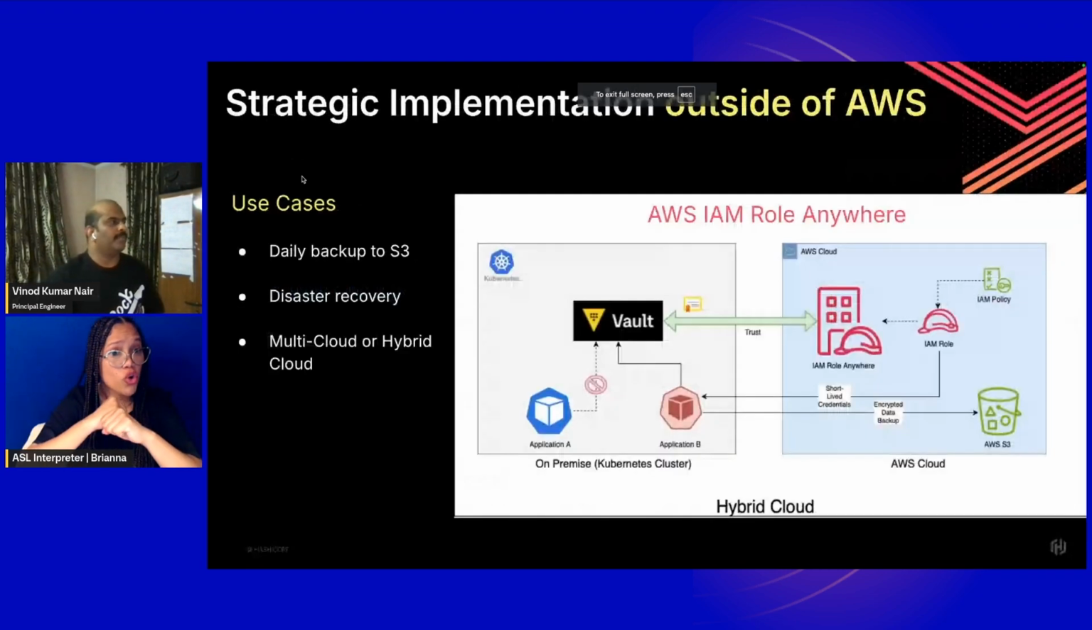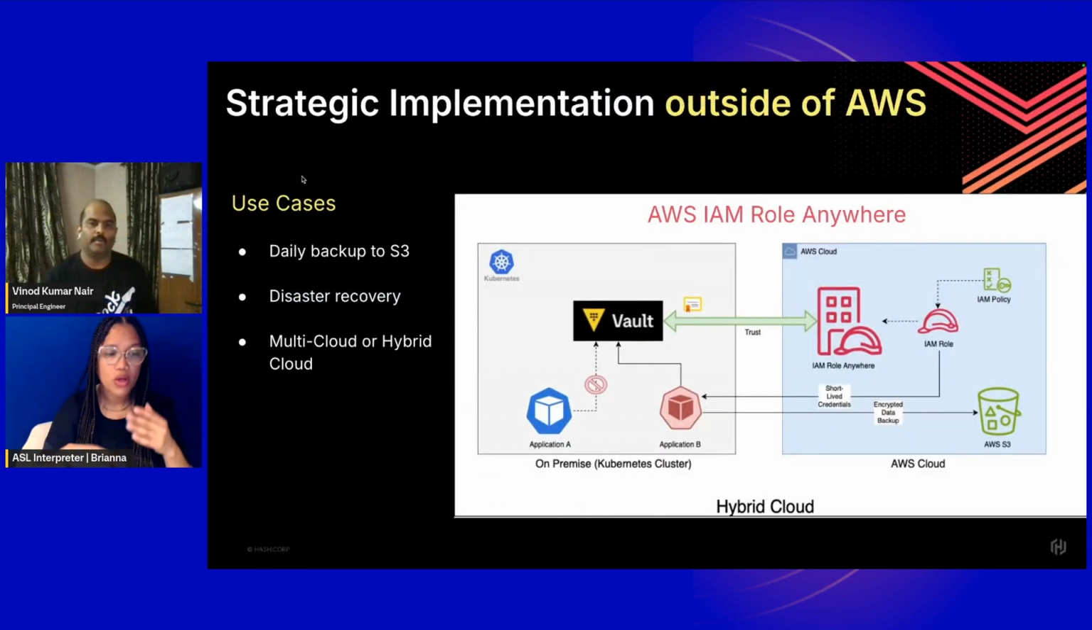Now, there are some strategic implementations. You may be wondering, what if my cluster is not within the AWS cloud itself? What if the cluster is running outside the purview of the AWS cloud, or it is multi-cloud, or a hybrid cloud? You can still make use of this model, because that's the beauty of AWS and the Vault side. AWS provides something known as IAM Roles Anywhere.